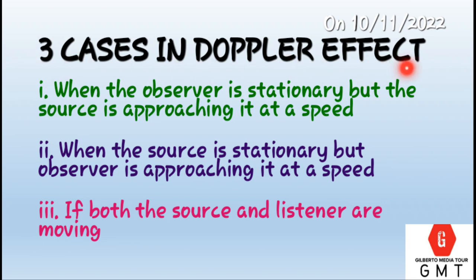In the Doppler effect, there are three cases. The first case is when the observer is stationary, but the source is approaching at a speed. The second case is when the source is stationary, but the observer is approaching at a speed. Remember that the source is the source of sound, and the receiver or observer is the one who can receive the sound. The third case is when the source of the sound and the listener of the sound are both moving.